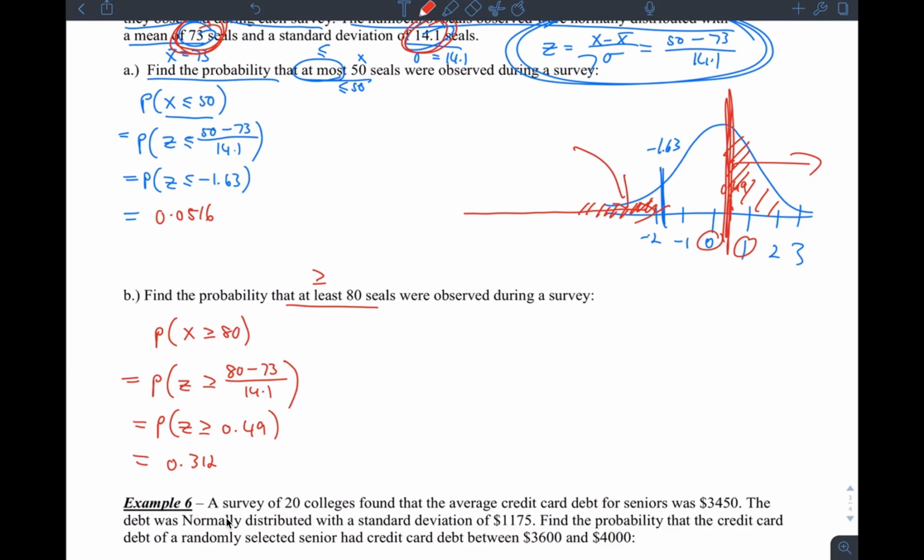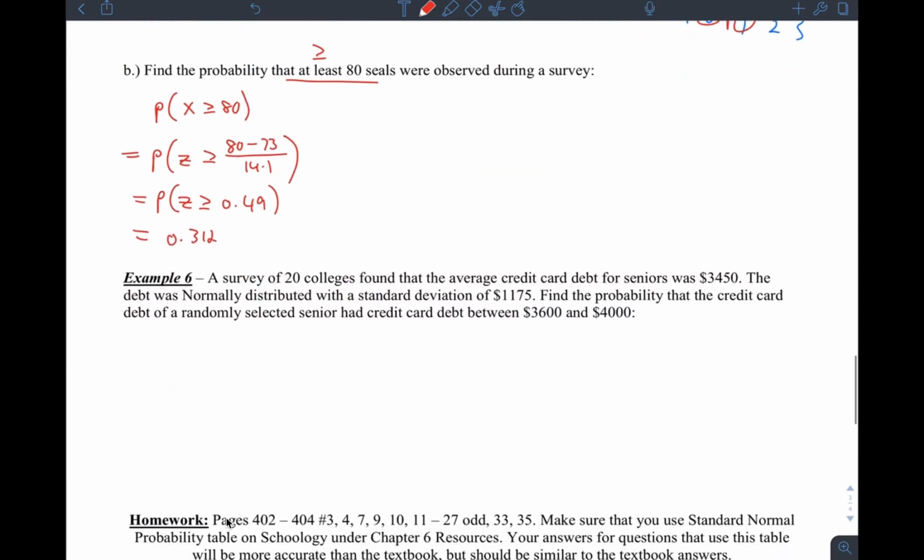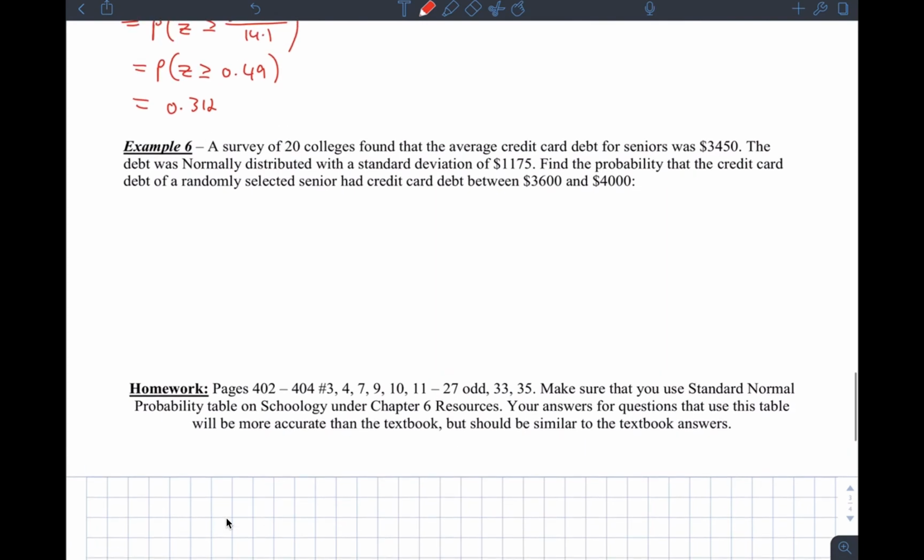And then let's do one last example and we'll be done. Okay, and here's the last example. It says a survey of 20 colleges found that the average credit card debt for seniors was $3,450. That's a lot. The debt was normally distributed with standard deviation so much. Okay, so average. So what they're telling us here, average X bar, they're telling you X bar is 3,450. And then they're telling you that standard deviation, sigma, is 1175. That's what they're saying here.